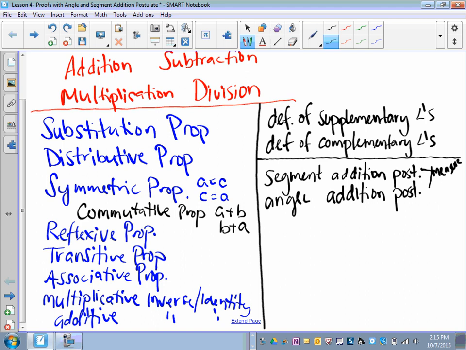What is the bottom? This one? No. This? The other side. Over here? Multiplicative inverse and identity, additive inverse and identity. Questions so far as what we're doing? Correct.